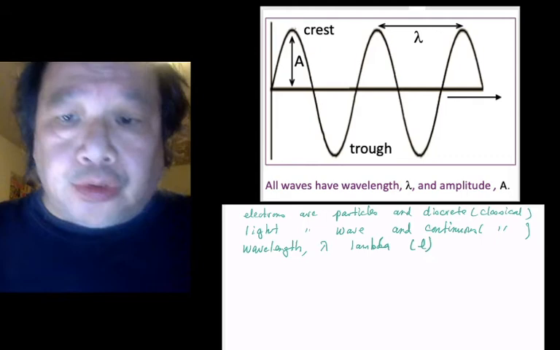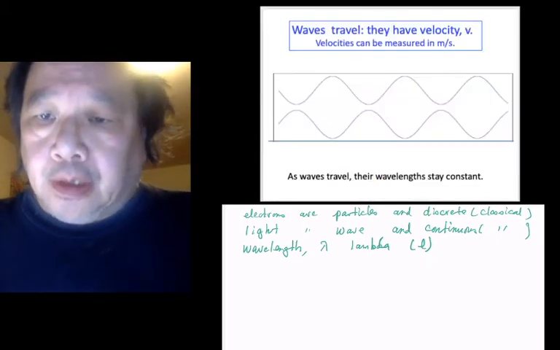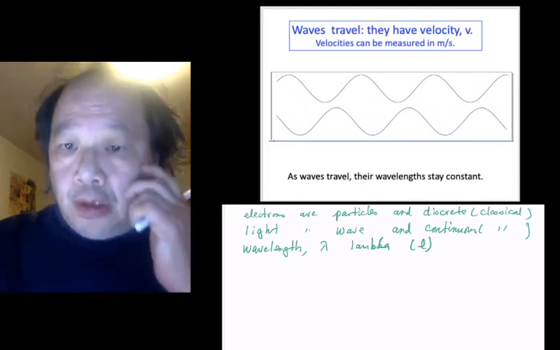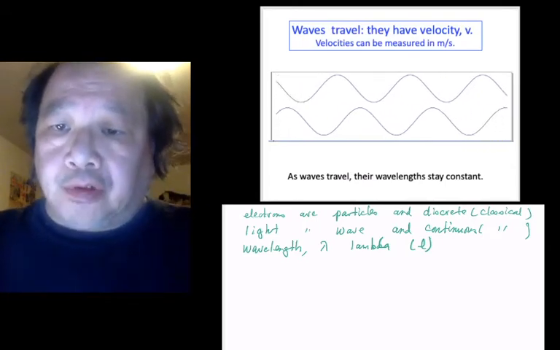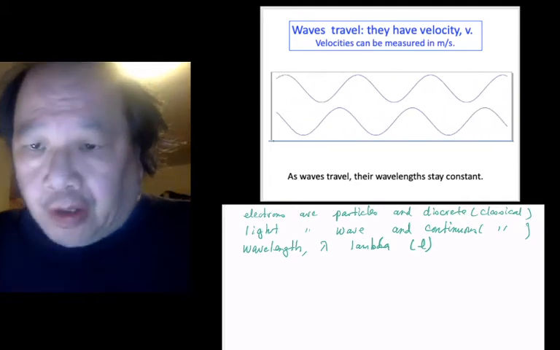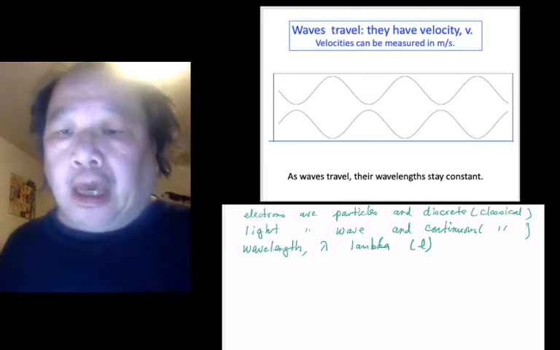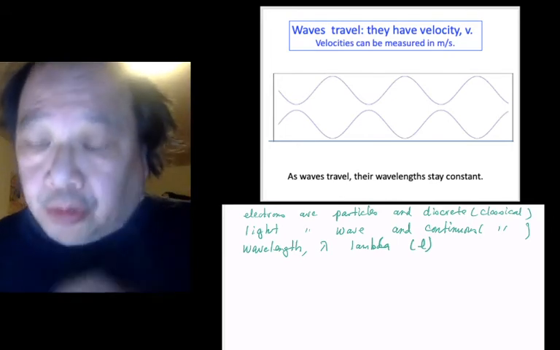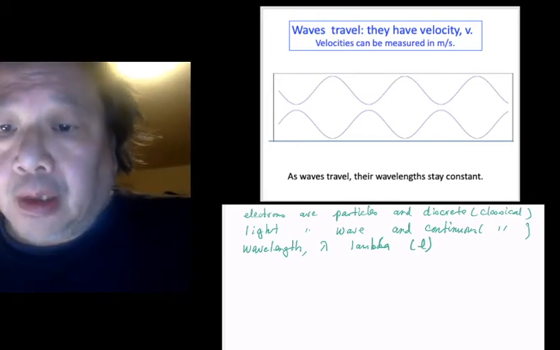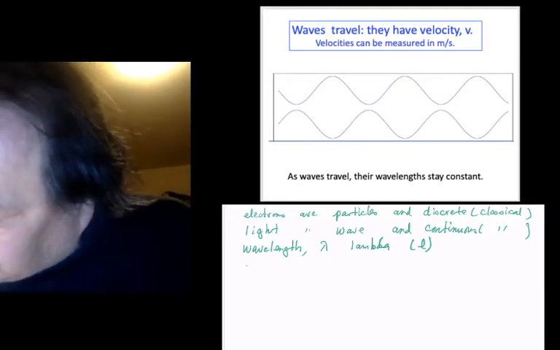In addition to amplitude and lambda, waves can travel. Here's a movie of them traveling. You can see the wave is going left or right, and when they travel, both their amplitude and their lambda do not change. Okay, so that's the velocity.